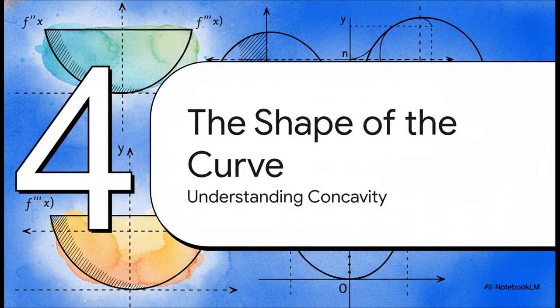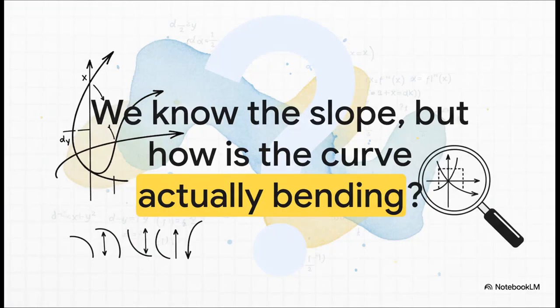But slope is only half the story. To really, truly understand the curve's shape, we need to know how it bends. Is it curving upwards, kind of like a cup, or is it curving downwards, like a frown? This, of course, is the idea of concavity. So, here's the next logical question, right? How do we measure the rate of change of the slope itself?